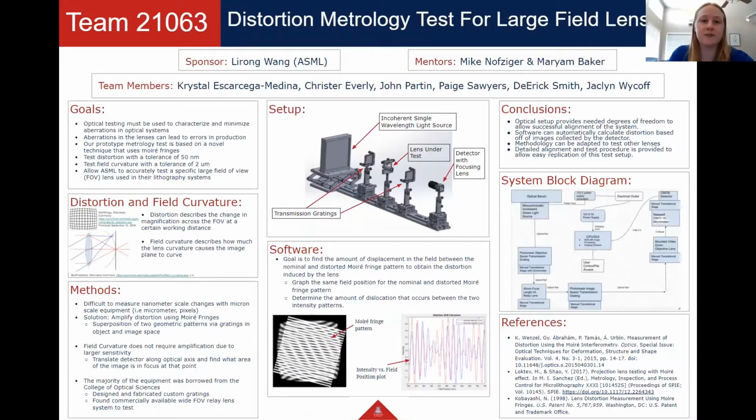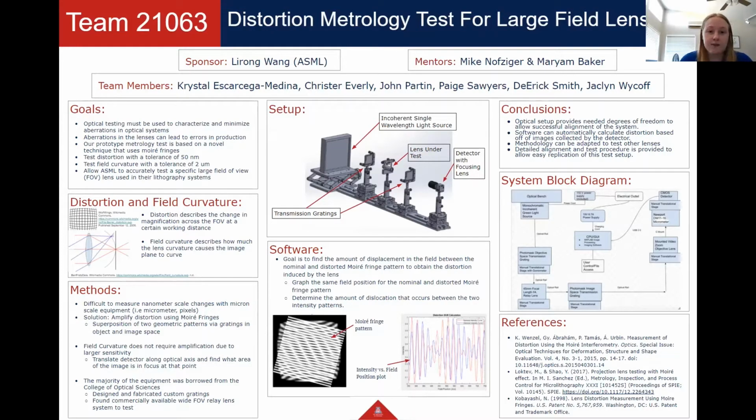In optical systems, metrology tests are often developed and utilized to characterize the type, location, and magnitude of aberrations in optical systems like lenses. If lenses are subjected to high levels of aberration, the image quality will suffer, and this can lead to errors in production. However, if the amount of aberration is known, the degrading image quality can be accounted for and potentially fixed. For our project, the goal was to research and develop a prototype metrology test which will measure the distortion and field curvature of a large field of view lens.